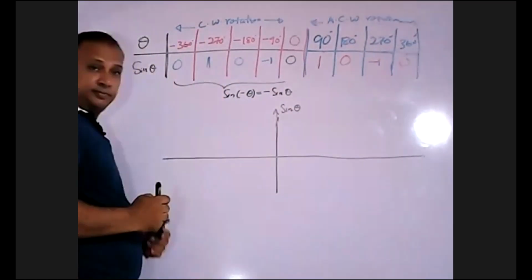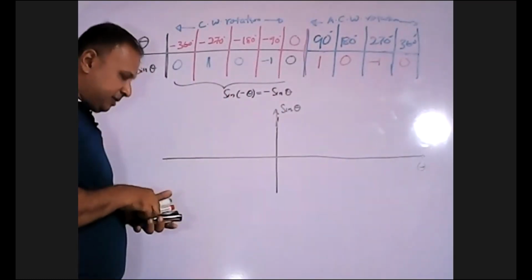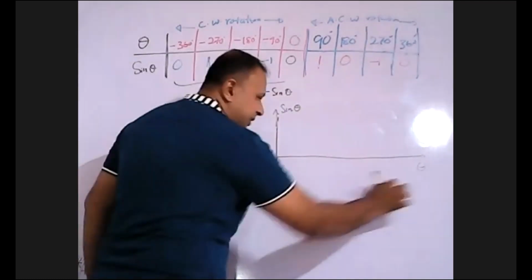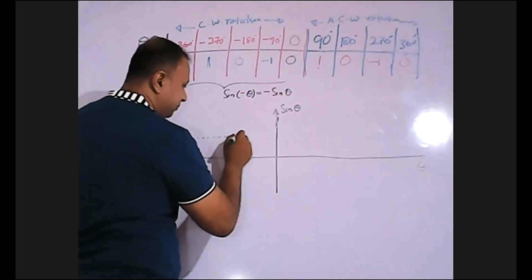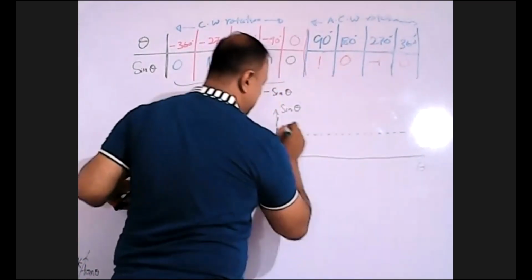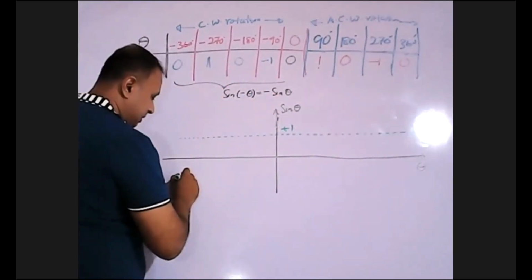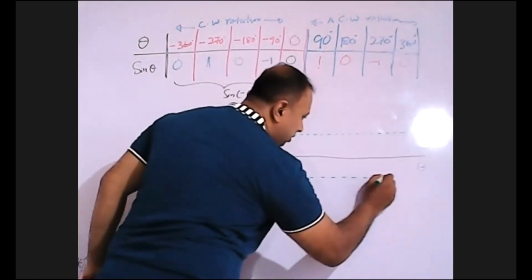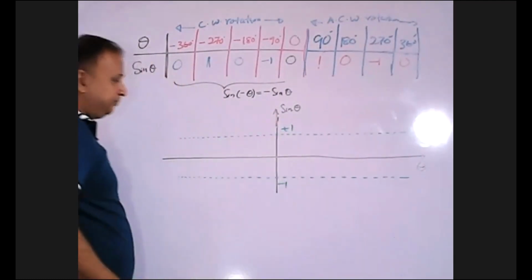Sine theta, theta. Okay. You know the maximum value of sine theta is plus 1. Minimum value of sine theta is minus 1. So, draw some dotted line. This is plus 1. So, sine value cannot go beyond that level. This is minus 1. Sine value cannot go beyond this level.